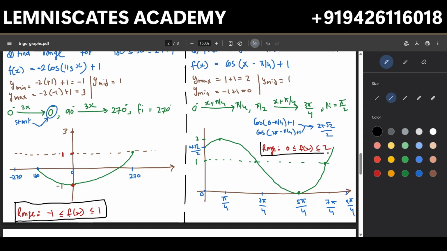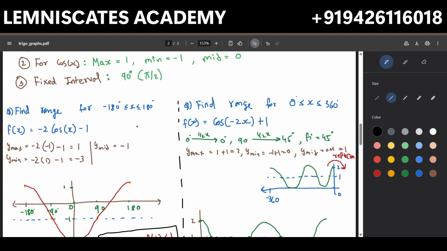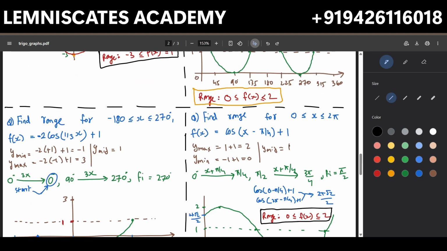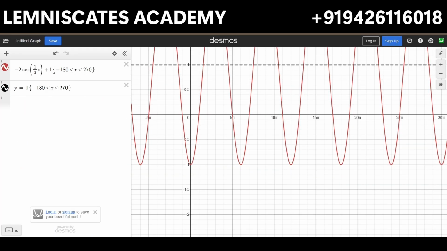The chances of this type of question appearing in your final examination are very rare, but I just wanted to give you practice at least once. Just like a reflection in the x-axis is very rare, this question is also very rare. But you can keep on practicing questions like this by yourself, and if you get stuck, feel free to leave a comment and I'll get back to you as soon as possible. So over here, I'll change it now.